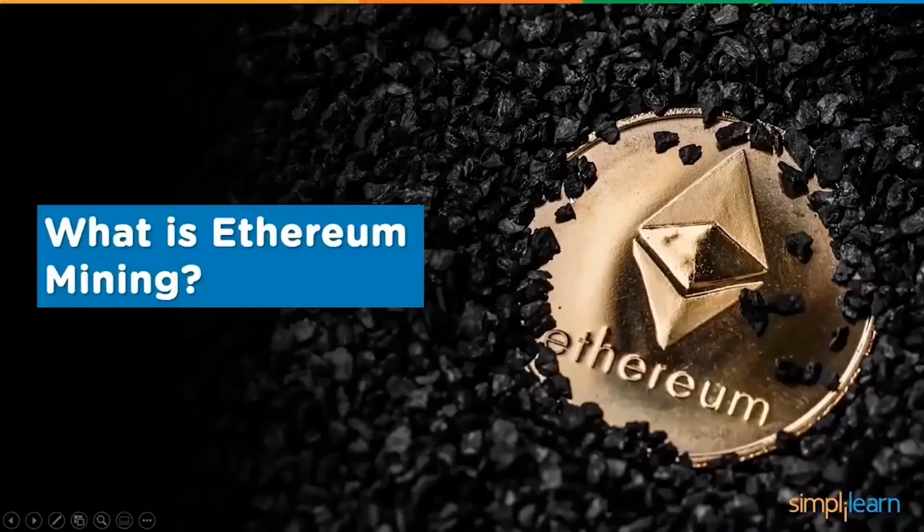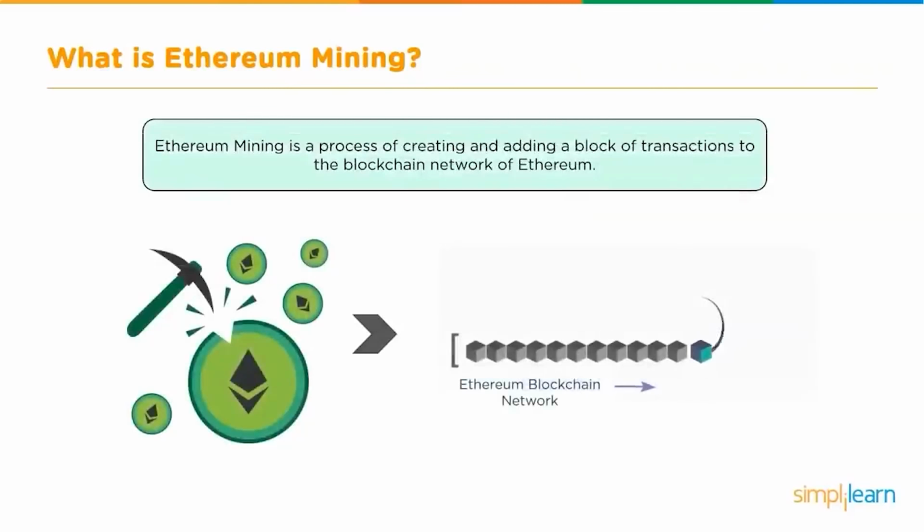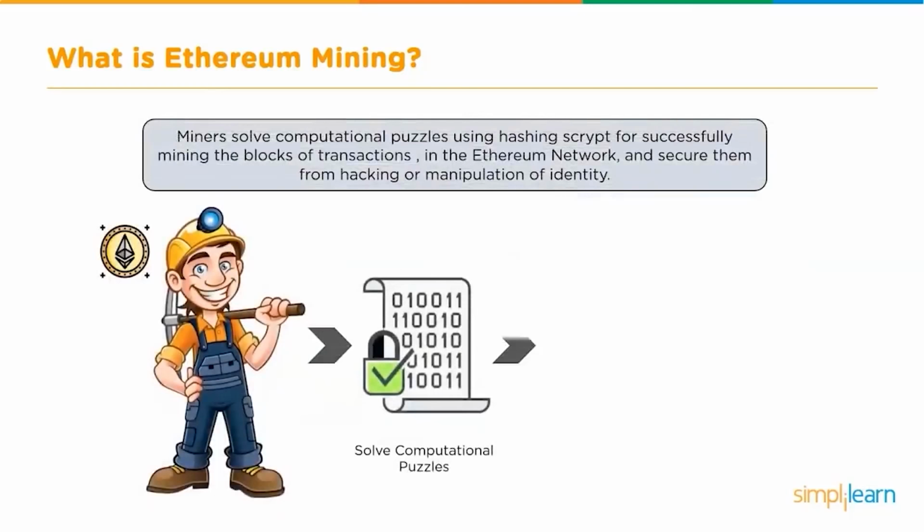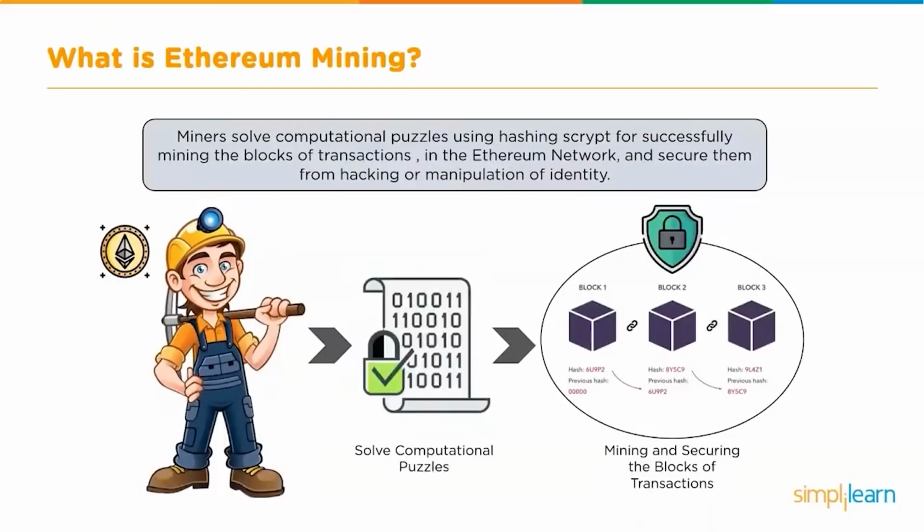So that brings us to what is Ethereum mining. In simple words, Ethereum mining is a process of creating and adding a block of transactions to the blockchain network of Ethereum. It uses the proof of work consensus mechanism for mining Ethereum. All transactions taking place in the Ethereum network need to get approved by the miners. Miners is a community of people using a hashing script, Ethash, to solve computationally hard puzzles for successfully mining the blocks of transactions in the Ethereum blockchain network, which helps secure the network from attacks like hacking or manipulation of identity.